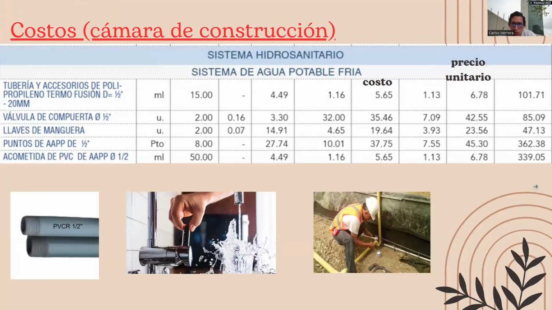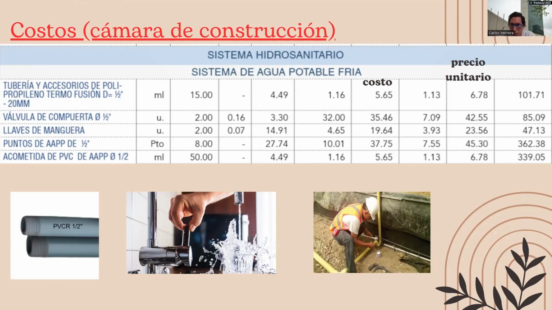The cost of plumbing materials and points of APP: the cost of half-inch polypropylene pipes is $5.65 per linear meter, while a gate valve costs $35.56, and this price includes a corresponding lower cost. Additionally, we have 16 points of APP-X, meaning X points for public water supply. Multiplying this by the unit cost of $45.3 results in $724.80. The service connection has a unit cost of $6.78 per linear meter.